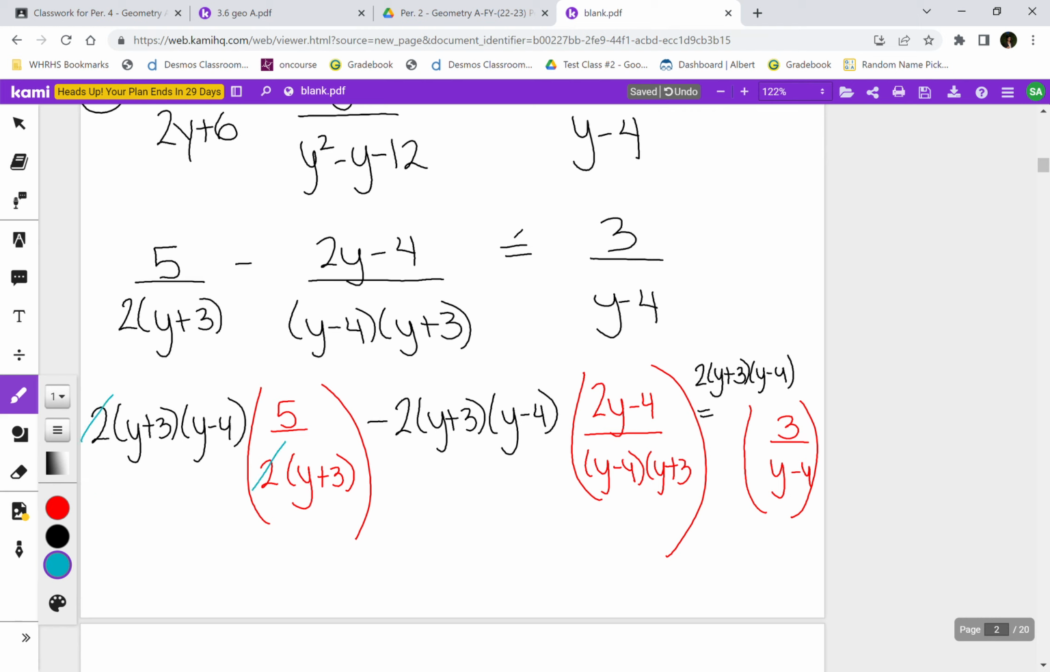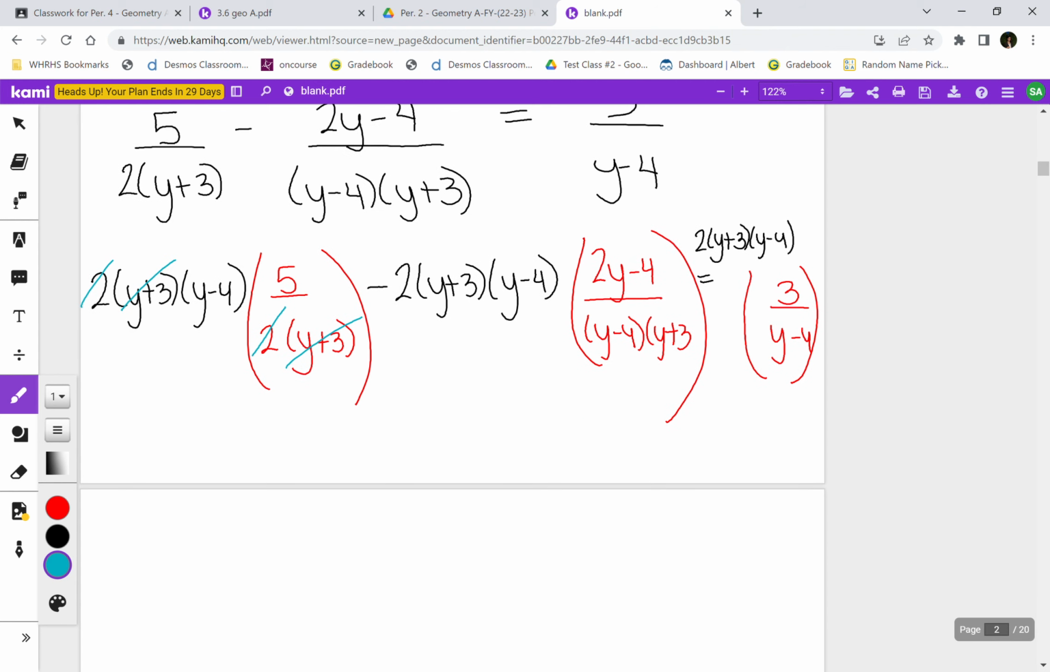The first one, the 2's cancel. What else cancels? Good, the y plus 3's cancel. So I'm left with, I'm going to distribute in that 5y minus 20. All right, the second one, doesn't that whole y minus 4, y plus 3 cancel out with the y minus 4, y plus 3? But now what am I distributing in? What number? Negative 2, a negative 2. So this is a negative 4y and a positive 8. And this last one, just the y minus 4 cancels.